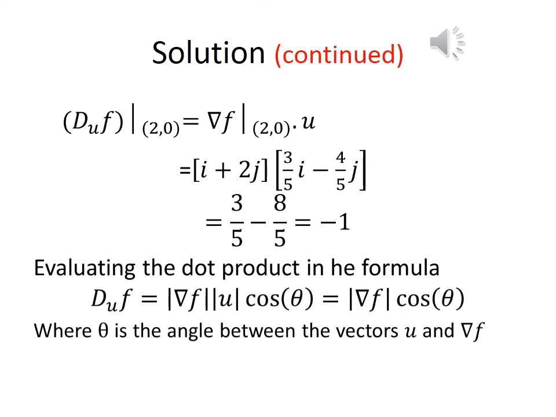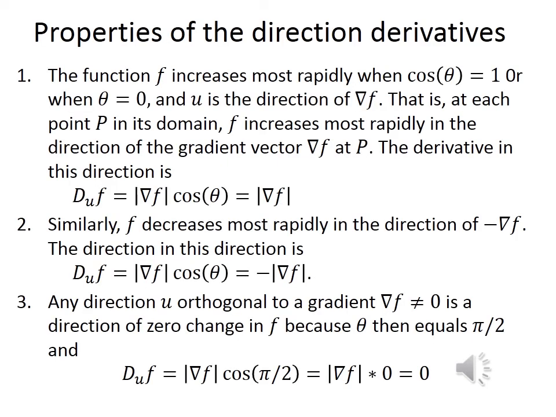Also, we can evaluate the dot product in the formula: the directional derivative of f equals the absolute value of gradient f times the absolute value of u times cosine theta, which simply is the absolute value of gradient f cosine theta, where theta is the angle between the vectors u and gradient f. Properties of the directional derivative. The function f increases most rapidly when cosine theta equals 1, or when theta equals 0, and u is the direction of gradient f.